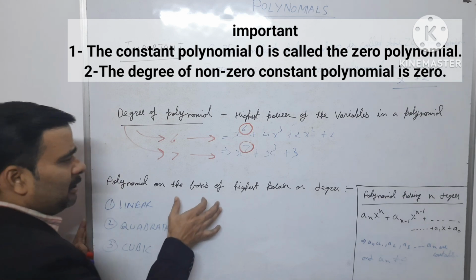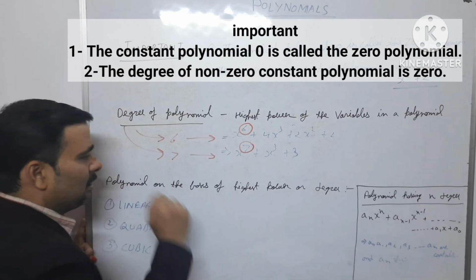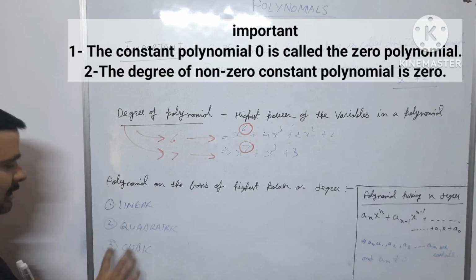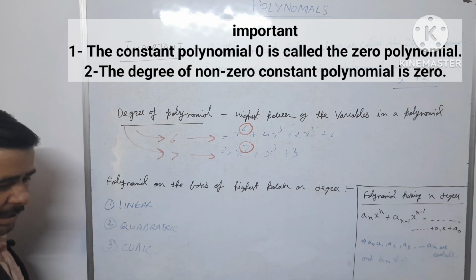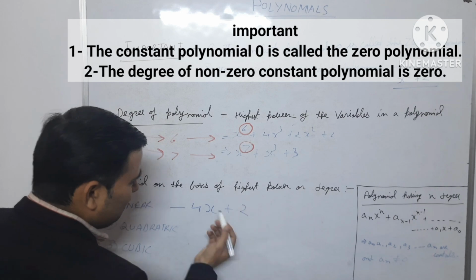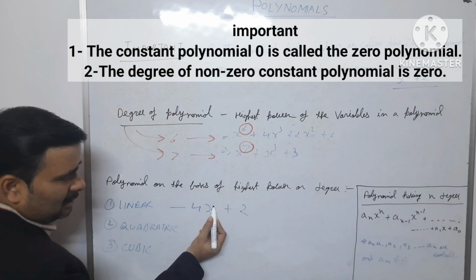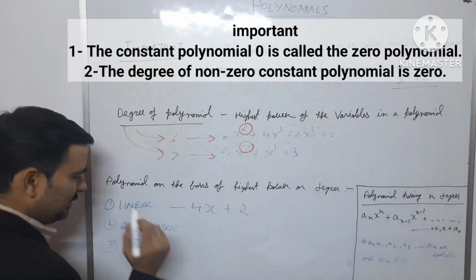Now we can categorize polynomials on the basis of highest power, as I told you. On the basis of highest power, we have three types of polynomial. First is the linear polynomial, second is the quadratic polynomial, and third is the cubic polynomial. Now what is a linear polynomial? Suppose we have a polynomial having degree 1. In this polynomial, you can see that the maximum power of the variable is 1. That's why this is a linear polynomial.